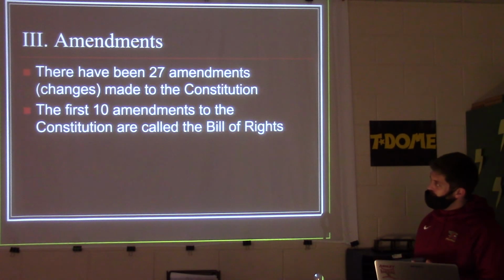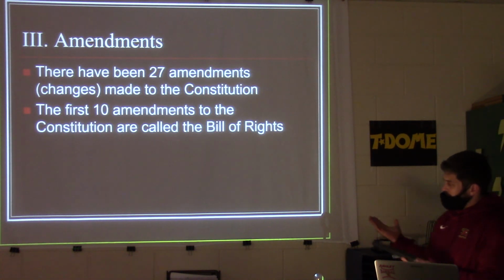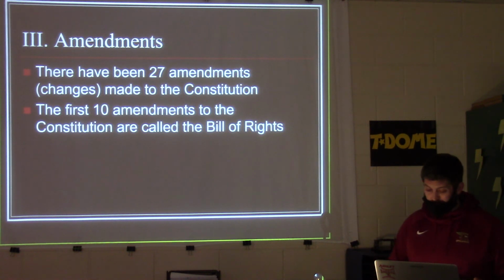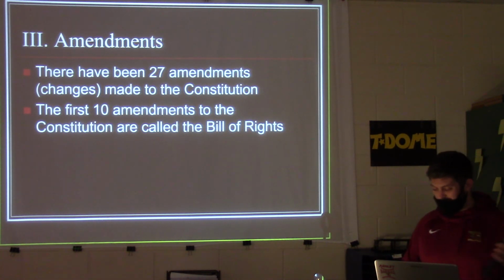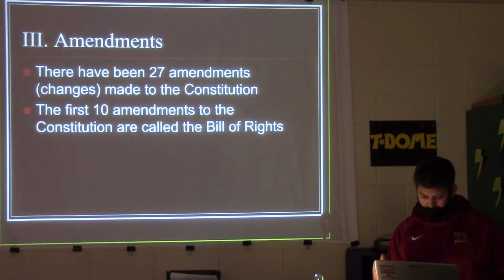All right, the amendments. So this is the third part. There have been 27 amendments or changes to the Constitution. The first 10 amendments of the Constitution are called the Bill of Rights. We're going to spend extensive time on this next week. On the Bill of Rights? No, on all the amendments. You're going to have to know every single amendment.